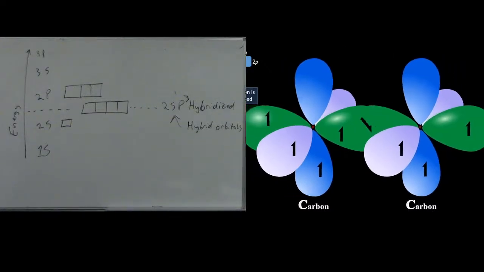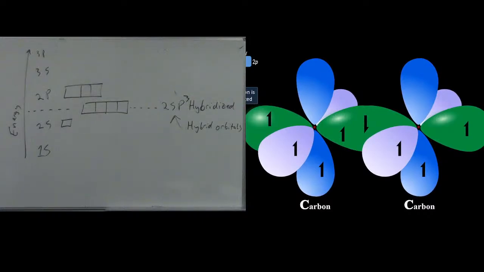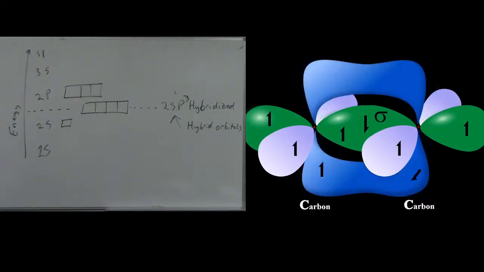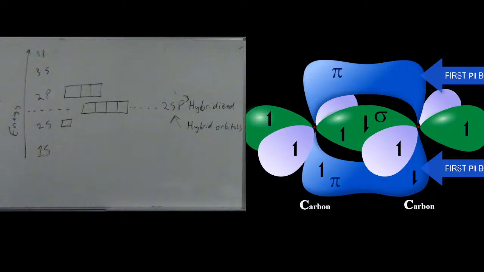Let's see what happens during bonding. The sp orbitals from both carbons overlap, forming a sigma bond. The upper lobes of the blue 2p orbitals overlap, as do the lower two lobes, creating the first of the two pi bonds.